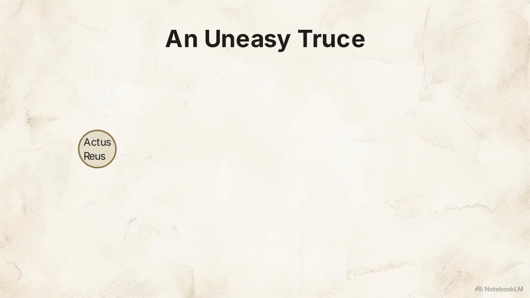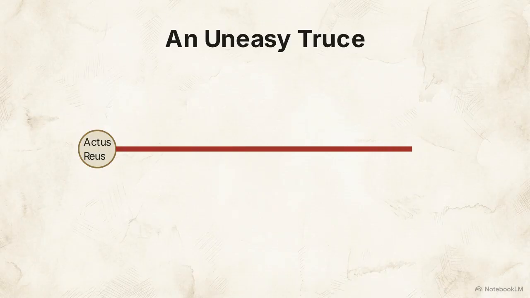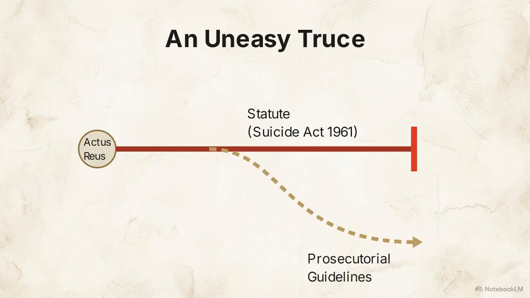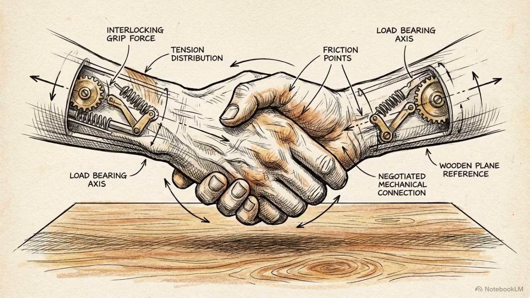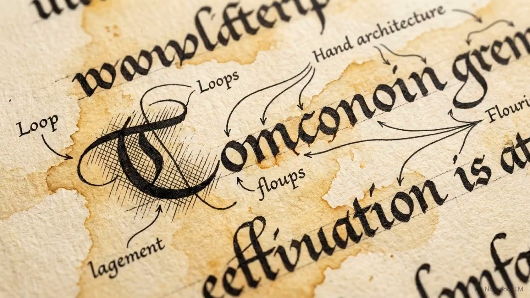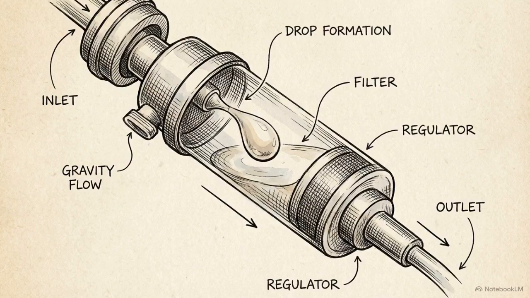We are left with an uneasy truce. The law remains absolutely rigid in statute, but quietly bends in application through prosecutorial guidelines. Defining a reasonable creature in being is a high-stakes negotiation between 17th century common law, modern clinical science, and human rights.